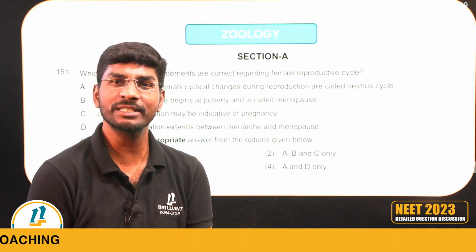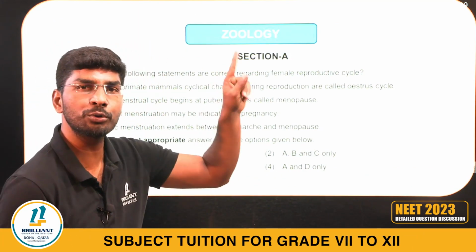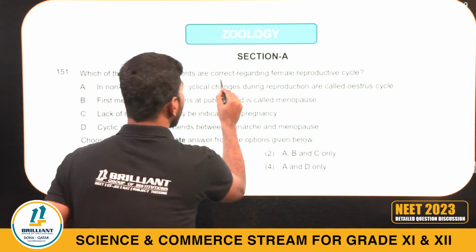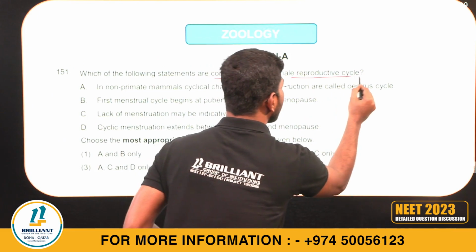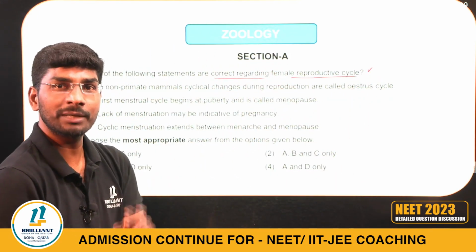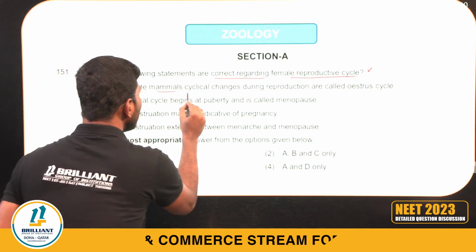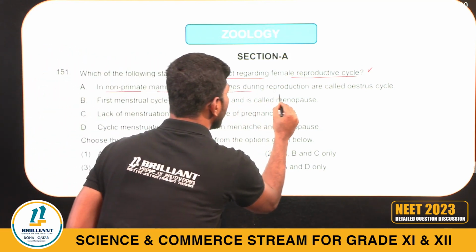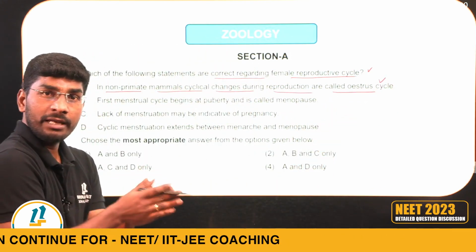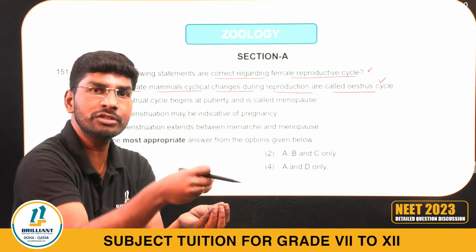So far we have discussed the botany portion. Now zoology questions from 151 to 200. Look at the first question. Which of the following statements about the regular female reproductive cycle is correct? This is a human reproductive system question, that means a 3rd chapter question. In non-primate mammals, cyclical changes during reproduction are called oestrus cycle. Correct. In primates, it is the menstrual cycle.